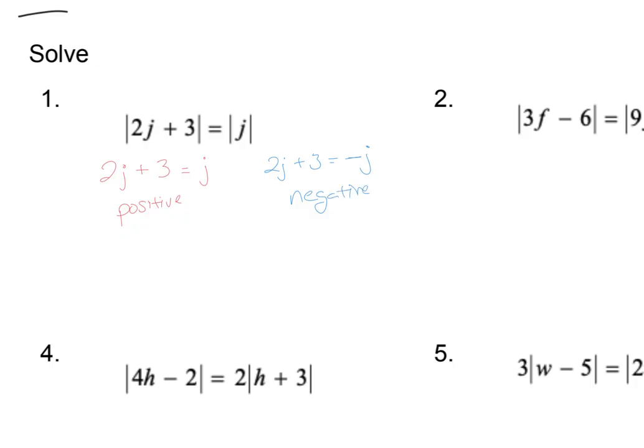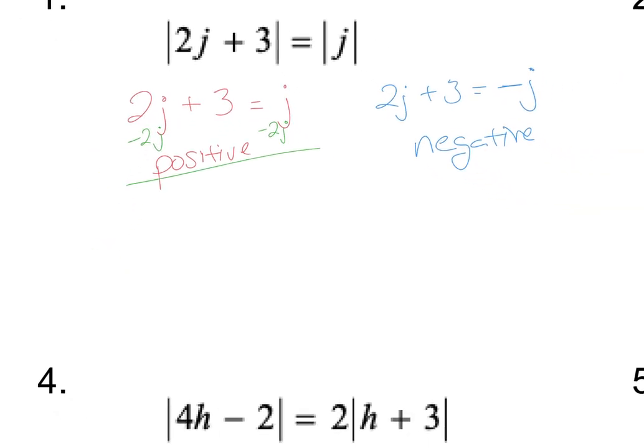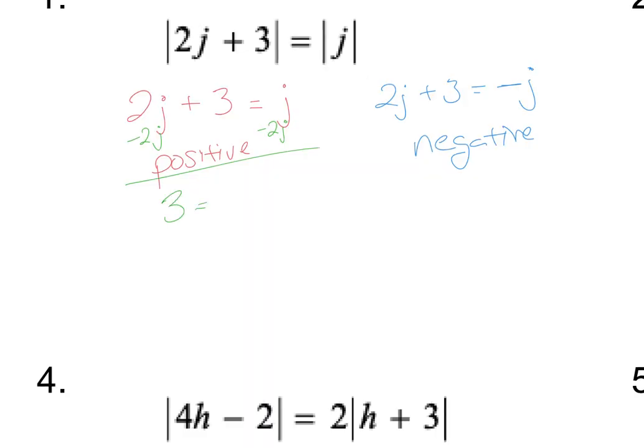I'm going to subtract 2j over here. Why don't I actually write that out so you can watch me do it. Minus 2j, minus 2j. Why did I do that? Because I want to get all the j's on one side. And so now I have 3 equals negative j. Well then you know that really means that j equals negative 3. Okay, so that's one of our possible answers, right?